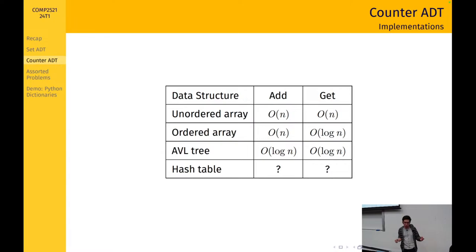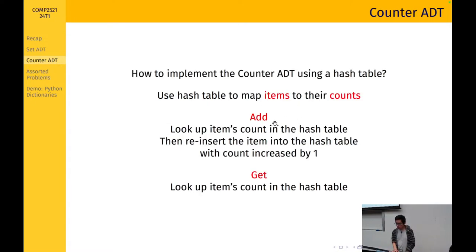If it doesn't exist, then we're going to insert it with a count of one. If it already exists in the hash table, then we get whatever its count is, and then we just increment its count. So we can reinsert the item into the hash table with the count increased by one as the value. And of course, in order to get an item's count, we can just perform a lookup, right? So we just perform a get in the hash table.